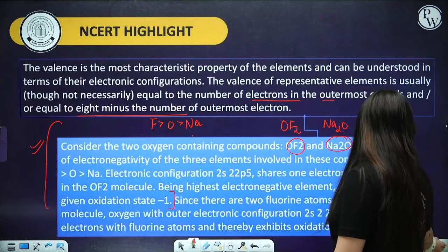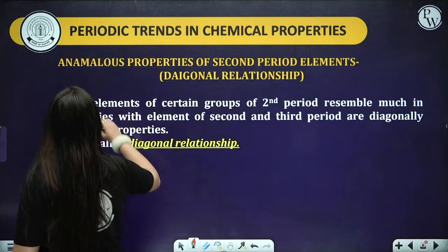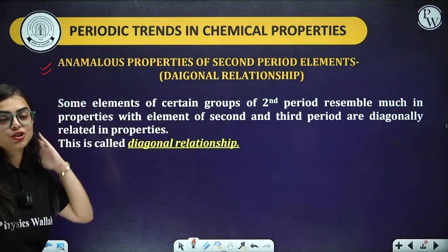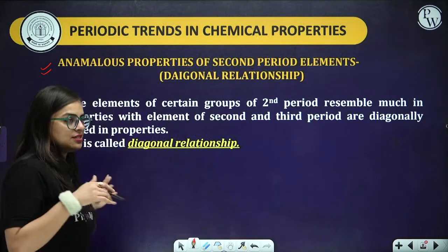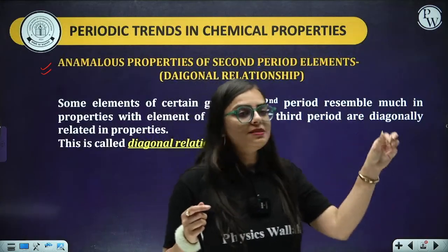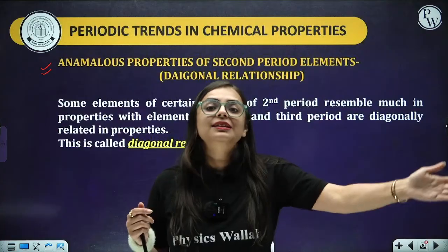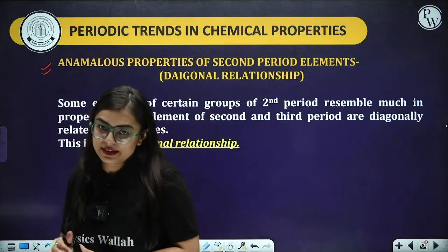So yes, students, moving on to the next part. Now we have anomalous properties of second period elements, that is a diagonal relationship. Okay, so yes, there are some anomalous properties. Now what are the anomalous properties of the second period elements? That second period elements somewhat show the same properties as third period elements diagonally. If I am writing diagonally, they are going to show the same characteristics.